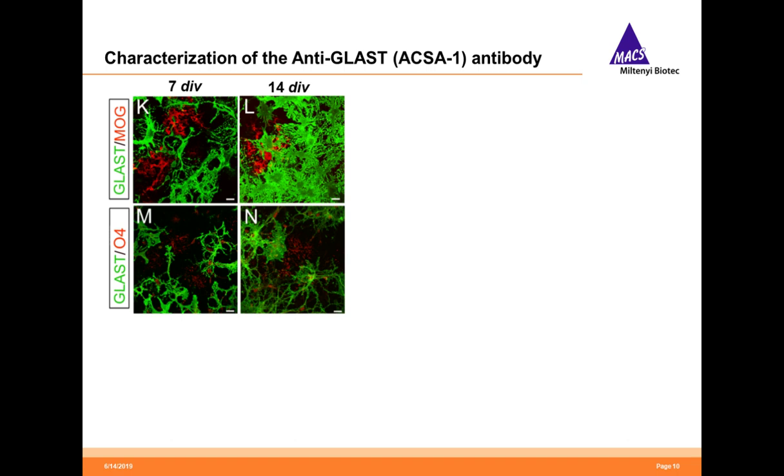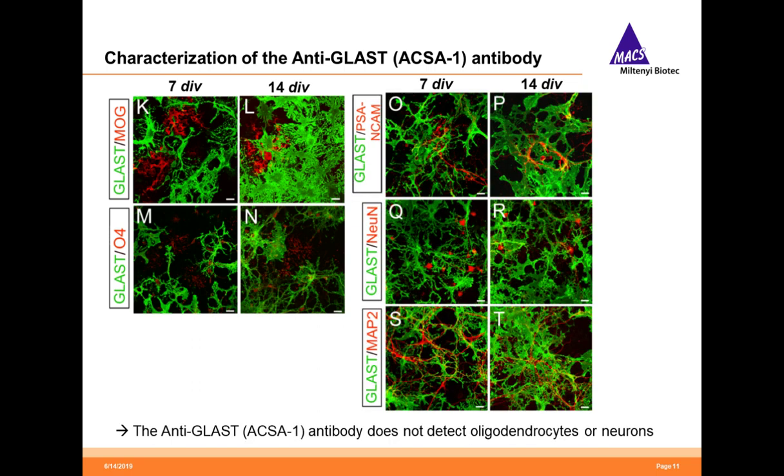So, the expression of GLAST was also investigated on other cell types such as oligodendrocytes and neurons, and we found no co-localization with the oligodendrocyte-specific markers MOG and O4, as you see here on these pictures. Furthermore, we could also not detect any double positive immunoreactivity for GLAST and markers for PSA-NCAM positive neuronal progenitor cells, or NeuN or MAP2.